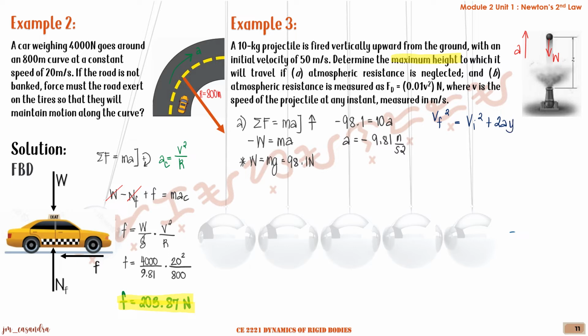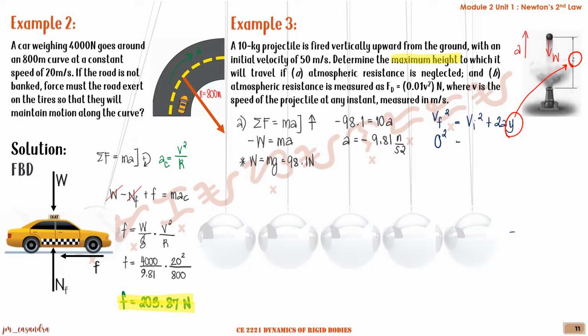So take note, ito yung ginagamit natin, di ba, pag vertical. But since Y here is denoted as Z, we could simply change this to Z. So from our previous discussions and from your physics, we know that when an object travels along the vertical, when it reaches its maximum point, its velocity becomes almost equal to 0. So final velocity here will be 0.